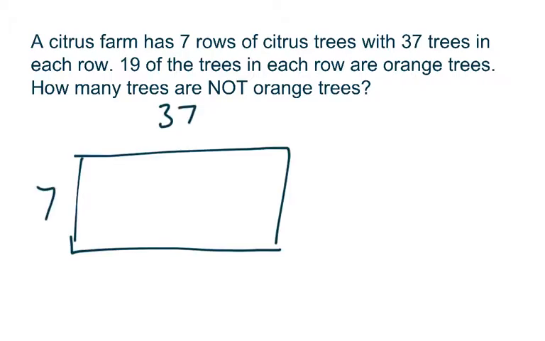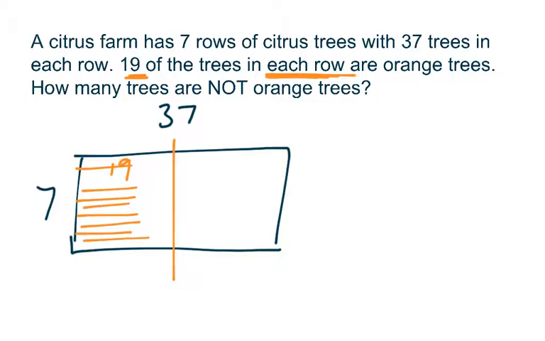Okay, so here I drew a model. And it shows my 7 rows of citrus trees with 37 trees in each row. Now I'm going to show my orange trees. So 19 of the trees in each row are orange trees. So I'm going to split my rectangle here, and this piece is going to be 19 in each of my 7 rows. So there's 7. If I had 7 even rows, I would have 19 trees in each of those rows.